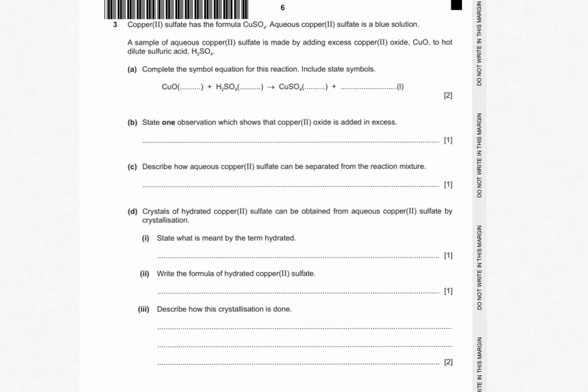Question 3. They say copper 2 sulfate has the formula of CuSO4. Now, aqueous copper 2 sulfate is a blue solution. A sample of aqueous copper 2 sulfate is made by adding excess copper 2 oxide, CuO, to hot dilute sulfuric acid, which is H2SO4. So before we continue with the rest of the question, let's have a look at how we can form different salts.